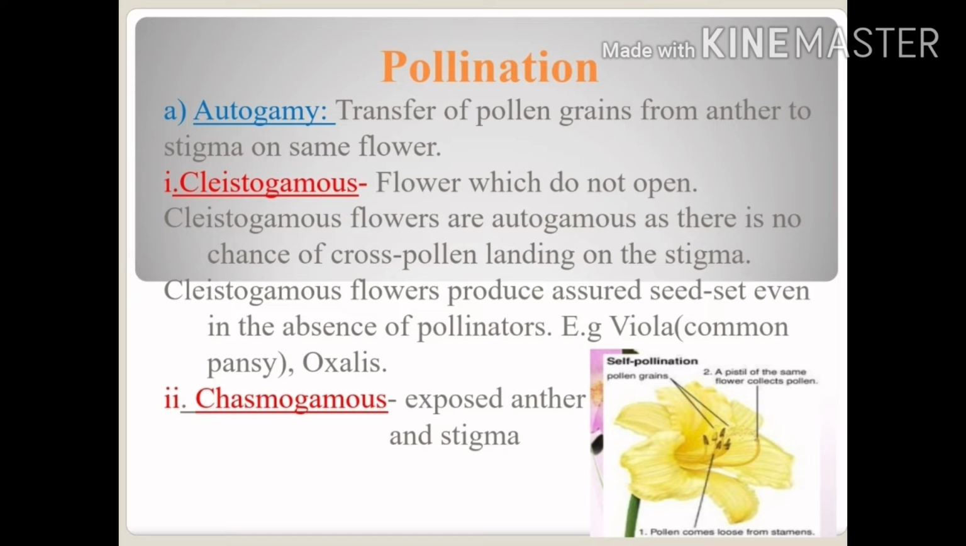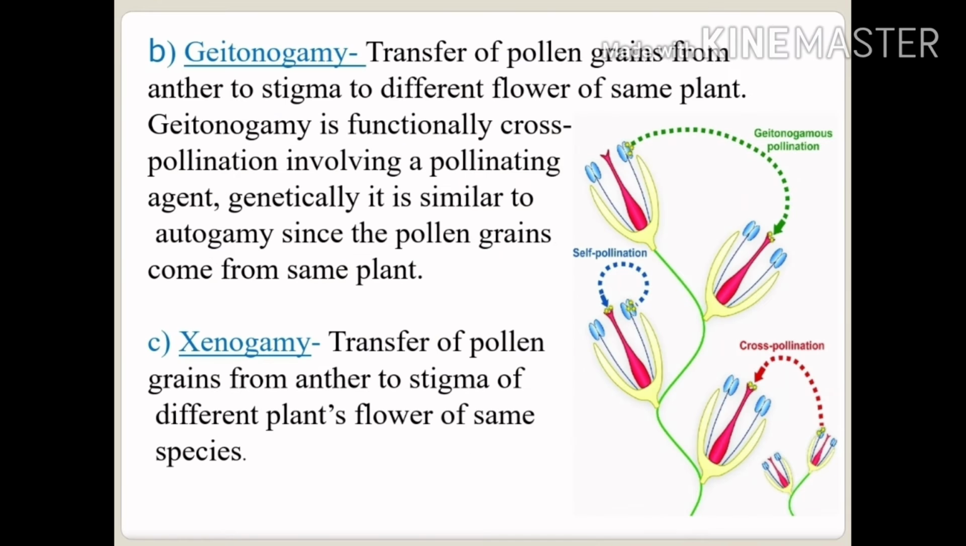And the second type of flower can be chasmogamous. Chasmogamous means male and female, means anther and stigma both are exposed. If both are exposed, means there is a chance of cross pollination. So these types of flower can come under autogamy. So moving to the next one, geitonogamy.